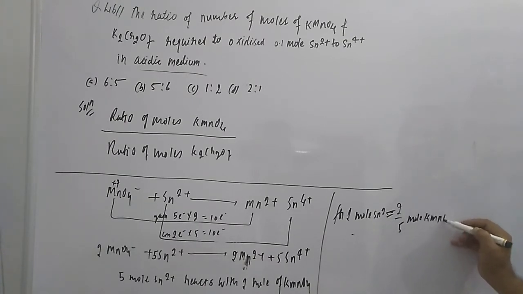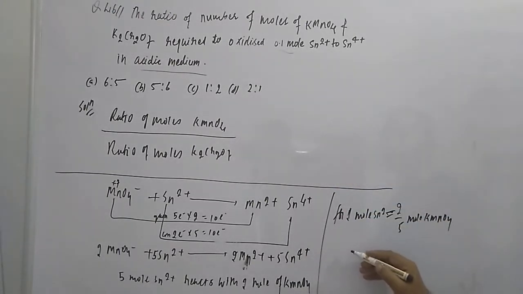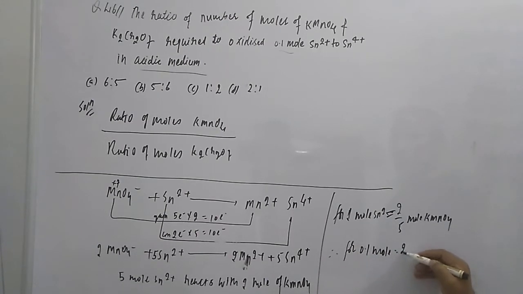And they are asking in the question for 0.1 mole. So therefore, for 0.1 mole, how much will come, student? That is 2 by 5 into 0.1, equal to 0.2 by 5 mole of KMnO4.